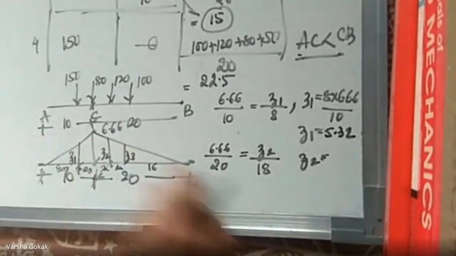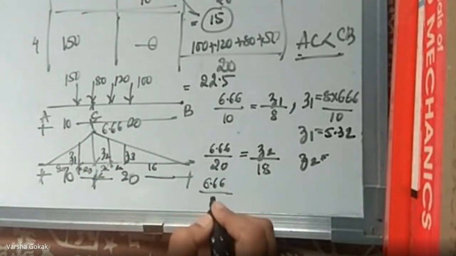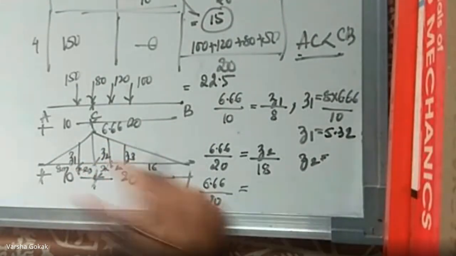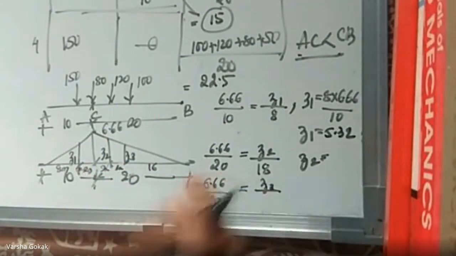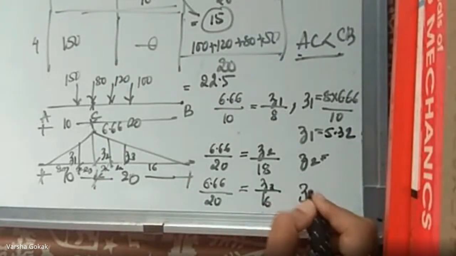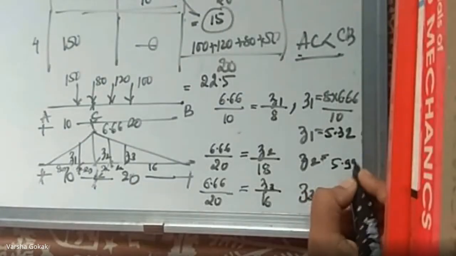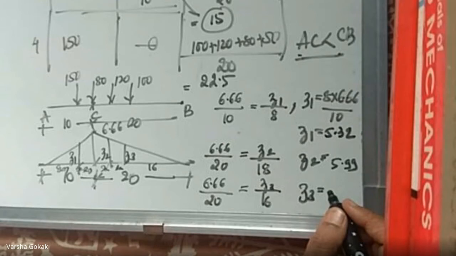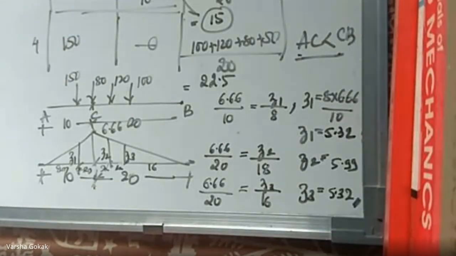Similarly, 6.66 divided by 20 is going to be equal to Z3 divided by 16. Get me the value of Z3. Ma'am, Z2 is equal to 5.99. Okay. And Z3? 5.32. Okay. So we are getting the various ordinates on the bending moment diagram.